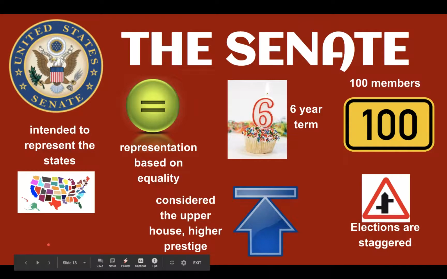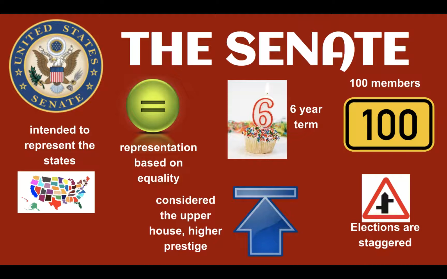Now let's head over to the Senate, the upper house. It's intended to represent the states. This is the New Jersey plan, trying to make sure everything is equal. Representation is based on equality. Every state gets 2 senators. That will not change.